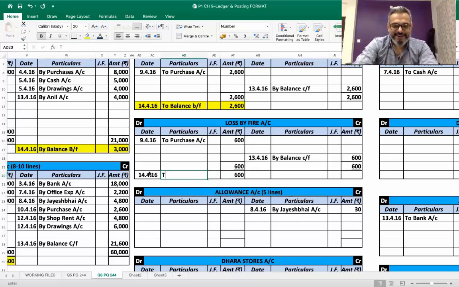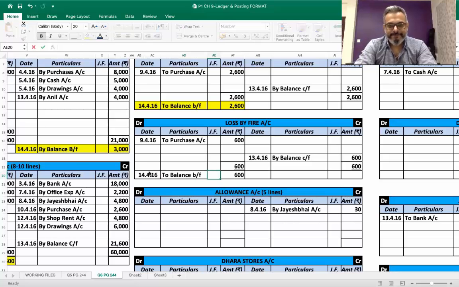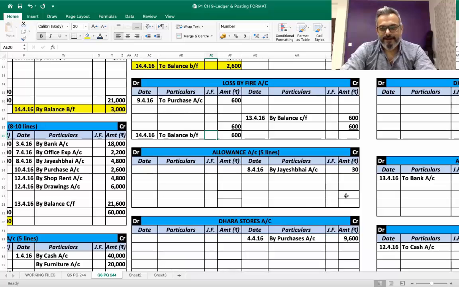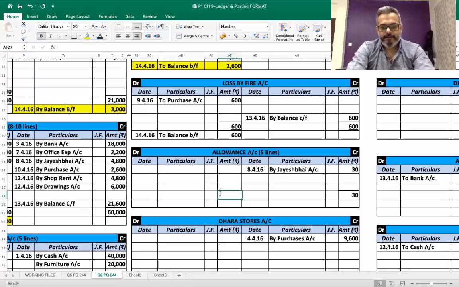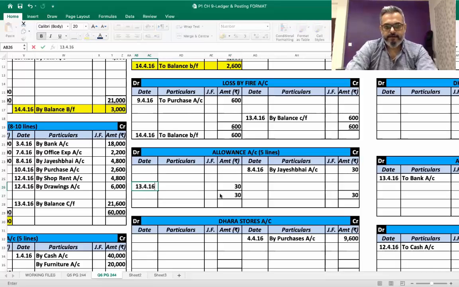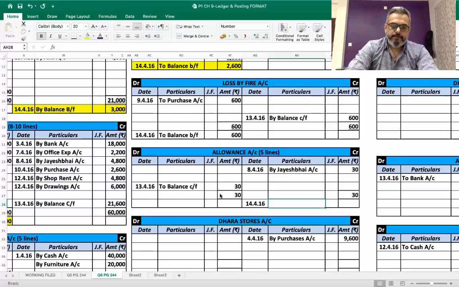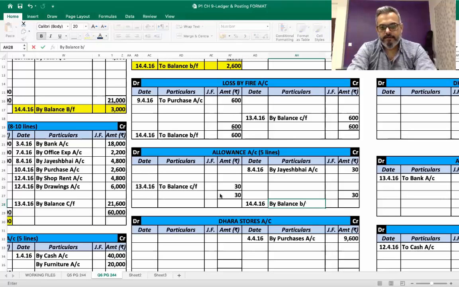600 to balance brought forward. Allowance 30, and 30, and 30, right, 30. 14/4/16 by balance carried forward 14,416 to balance brought forward 30.